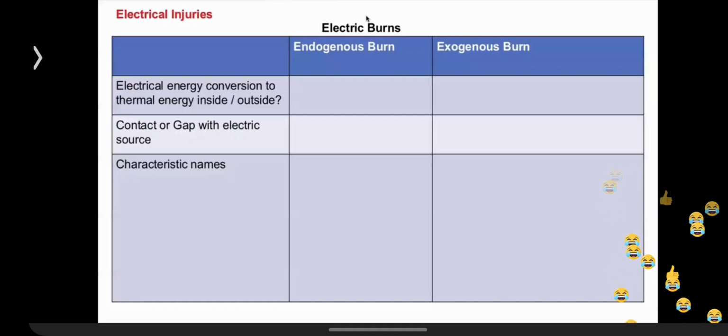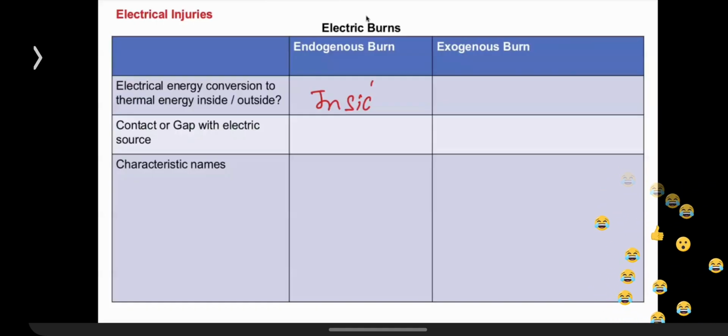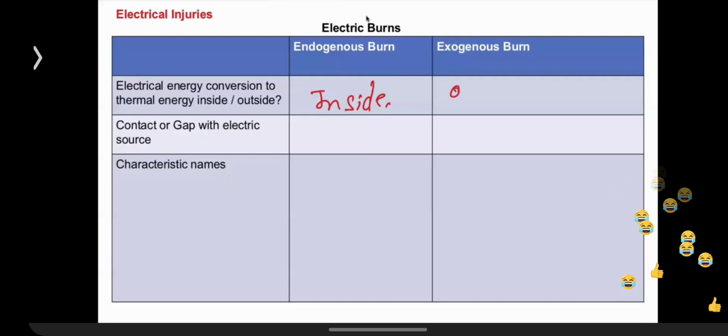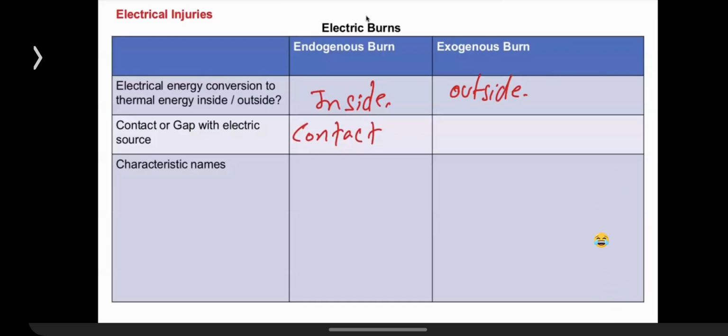Electrical burns. Electrical burn is converted inside the body in endogenous burn and outside the body in exogenous burn. In endogenous burn, there is contact with the electric source. In exogenous burn, there is a gap. Yes, but autopsy can be done, I agree. When there is contact, that is called Joule burn, the electric contact burn.